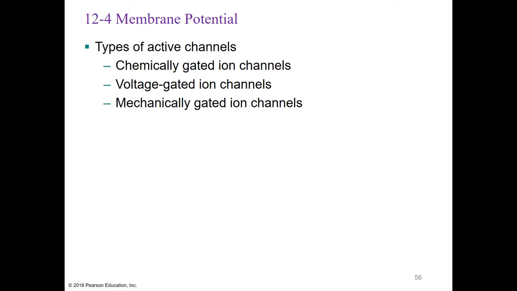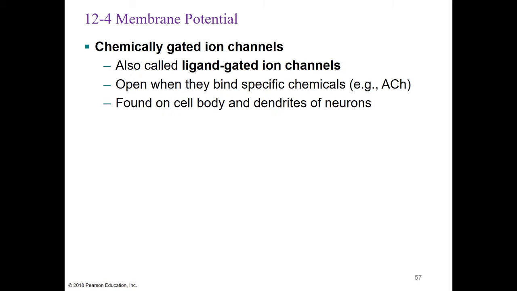So let's start with chemically gated ion channels. Sometimes these are called ligand-gated ion channels, and they open when they bind to specific chemicals. For example, acetylcholine. Acetylcholine is abbreviated as ACh. We looked at that in Chapter 10 when we talked about muscle contraction. Acetylcholine is a neurotransmitter. These gated ion channels are found on the cell body and dendrites of neurons.